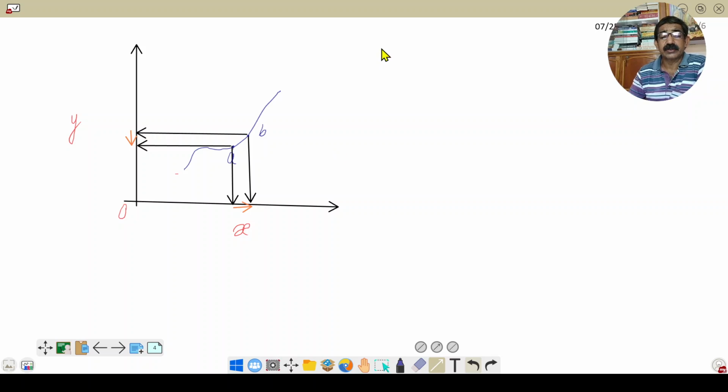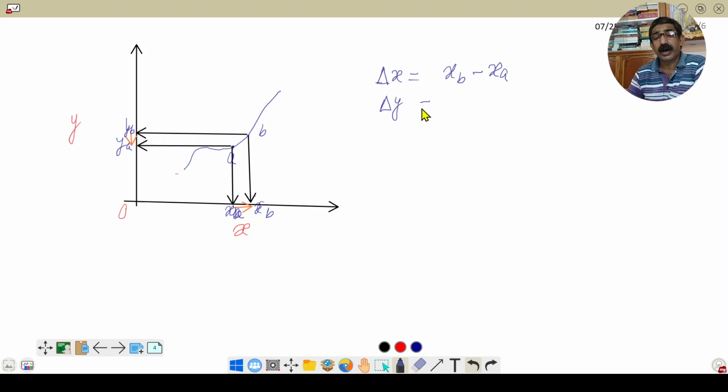This difference is called delta x. Delta x is equal to xb minus xa. This is xb, and this is xa. Similarly, this is ya, and this is yb. So the difference between yb and ya is called delta y. Delta y is equal to yb minus ya.